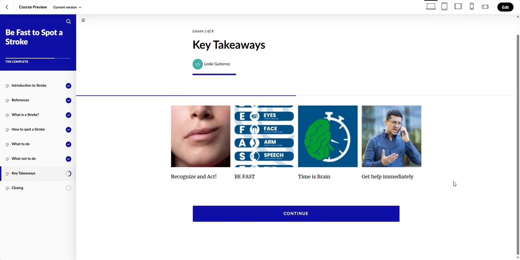Key takeaways. Recognize and act. Be fast. Time is brain. Get help immediately. Continue.